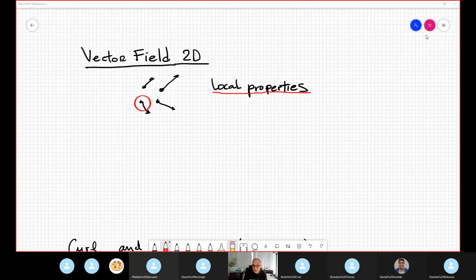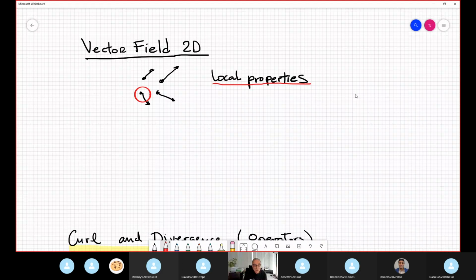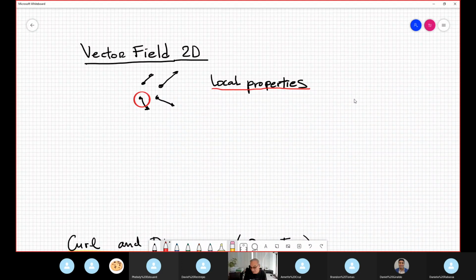Okay. Remember in the last class we started studying vector fields in 2 dimensions, in 3 dimensions, it doesn't matter. But this is a little bit crazy because the vector field is a bunch of vectors associated with any point, maybe in the plane or the space. So how do you analyze this? This is complicated, very complicated. No, it's not complicated, because today we study how we analyze the local property.